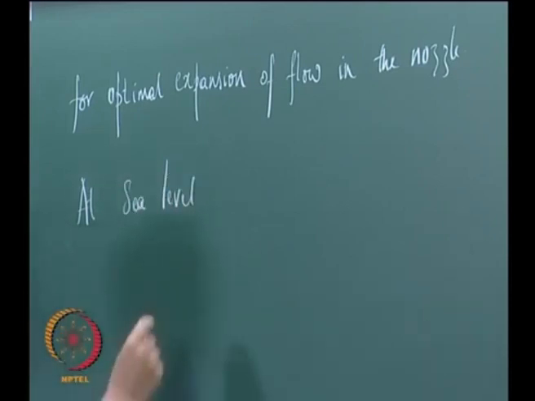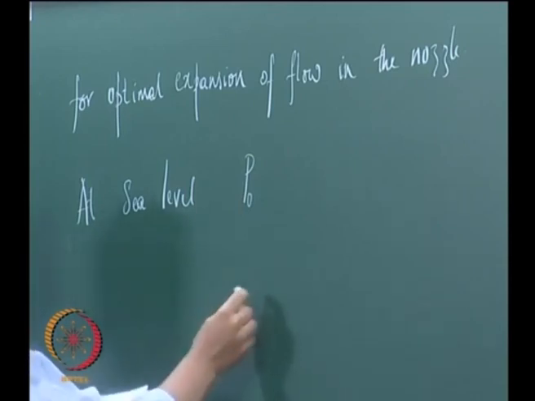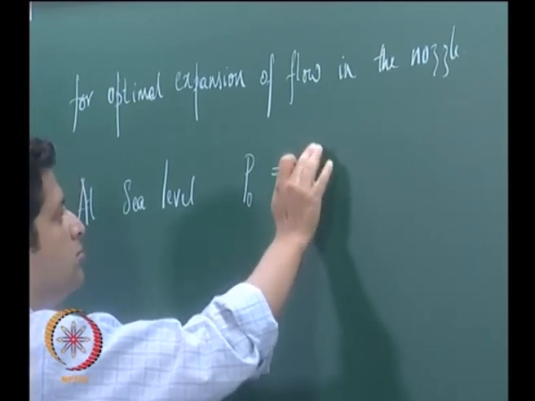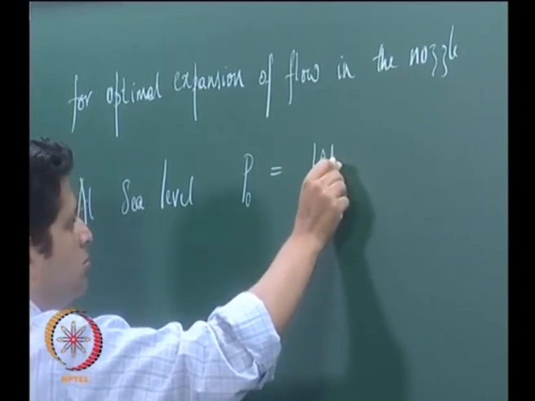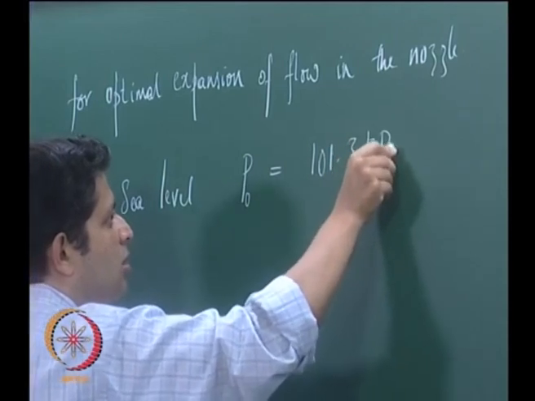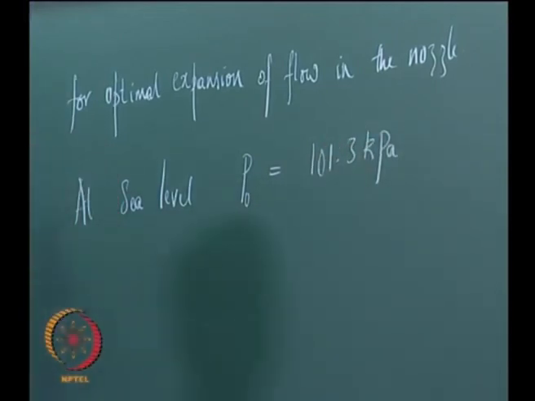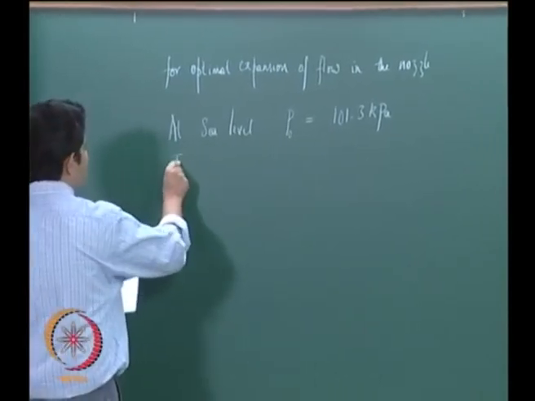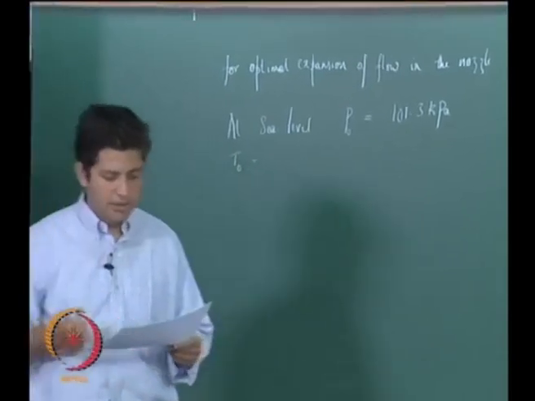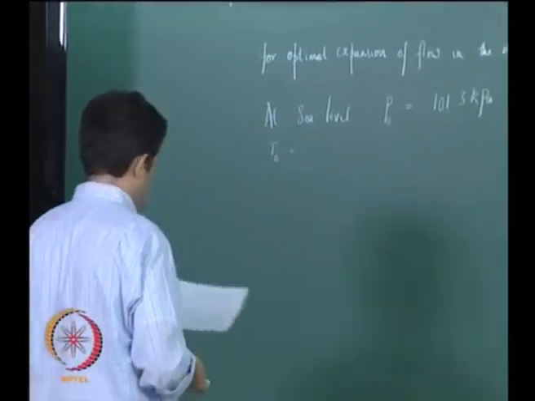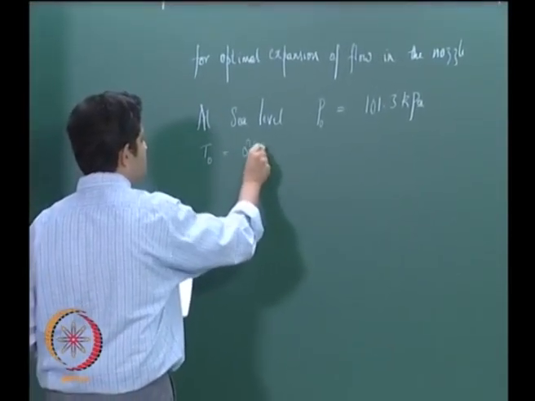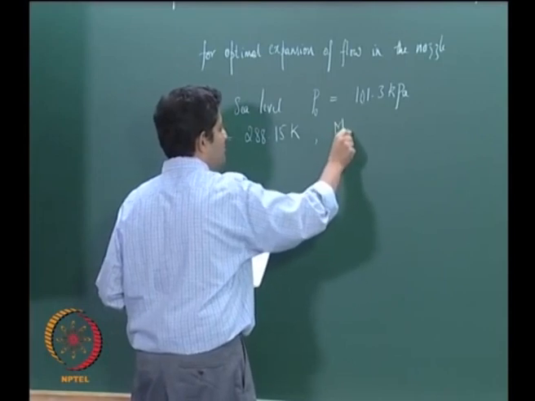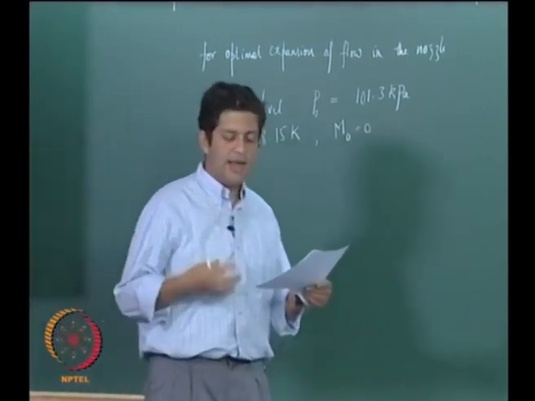at sea level, P naught is equal to one atmosphere or 1.1 megapascals, and T naught would be, if we assume an ISA atmosphere model, 288 Kelvin. And M naught is 0 at sea level before takeoff conditions.